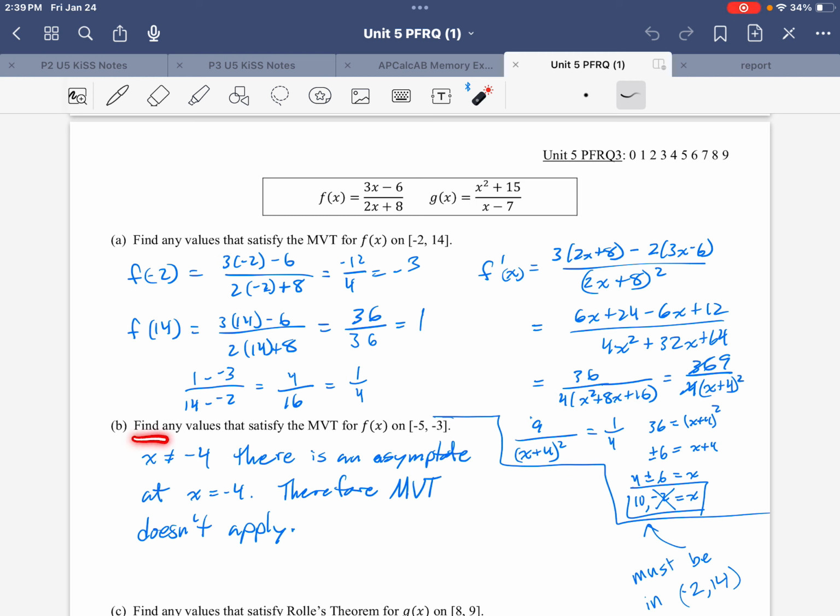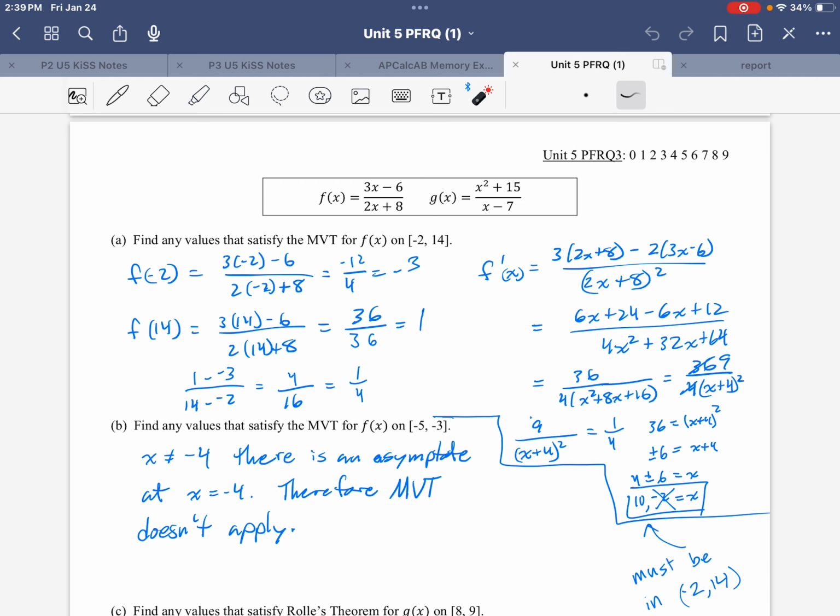And then it says find any values that satisfy the MVT for f on this interval. So we're doing pretty much the same thing. However, we stop because we know that the asymptote is at -4. X cannot equal -4. And in order for MVT to work, it has to be continuous in the interval. Remember writing that on the memory exams? F has to be continuous.